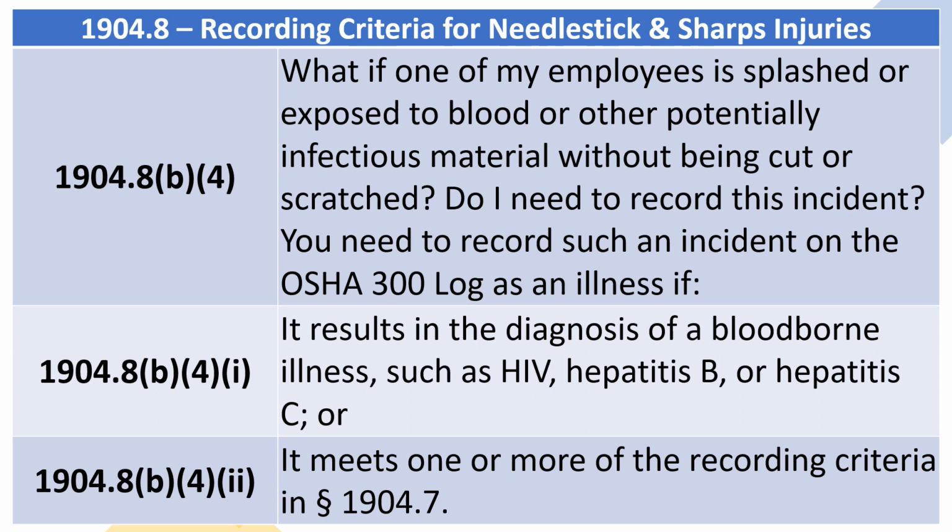1904.8(b)(4) What if one of my employees is splashed or exposed to blood or other potentially infectious material without being cut or scratched? Do I need to record this incident? You need to record such an incident on the OSHA 300 log as an illness if (i) it results in the diagnosis of a bloodborne illness, such as HIV, hepatitis B, or hepatitis C, or (ii) it meets one or more of the recording criteria in Section 1904.7.